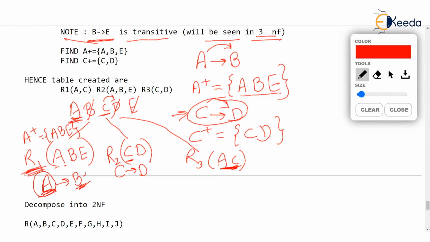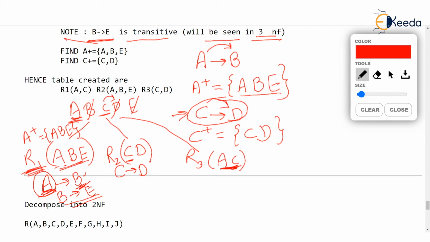What about the other dependency? B determines E, isn't it? This was the dependency. Check R1. R1 has A, B, E. B determines E. Is this partial? No. Here B determines E. Non-prime attribute determines non-prime attribute. So this is for 3NF.